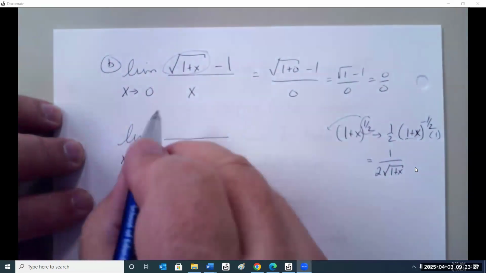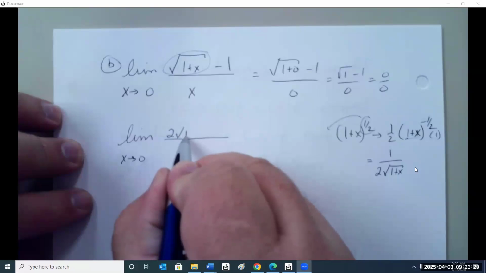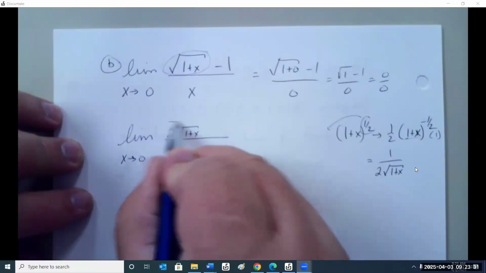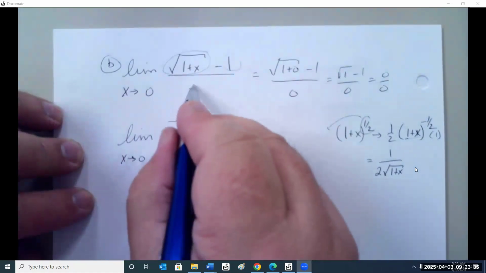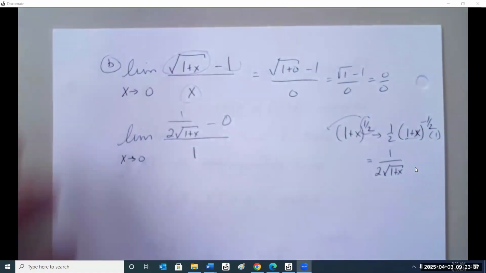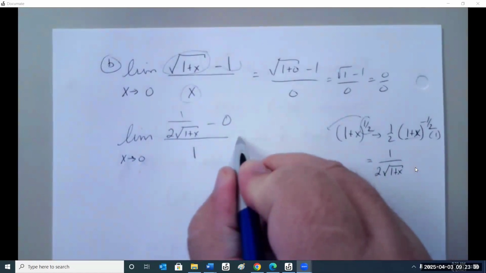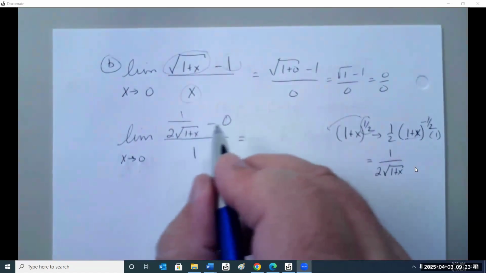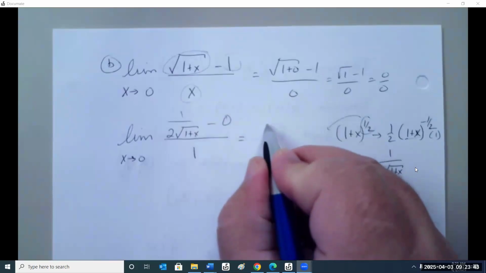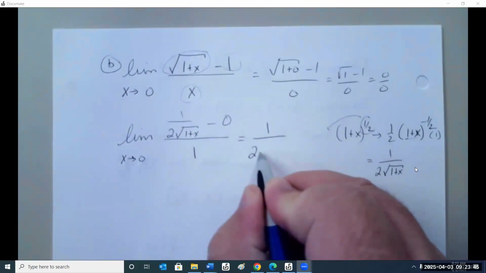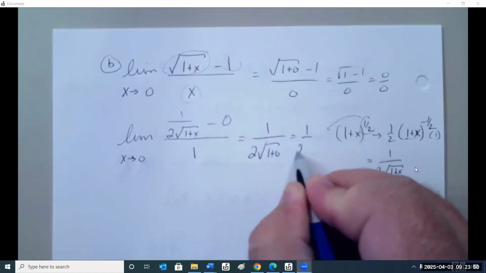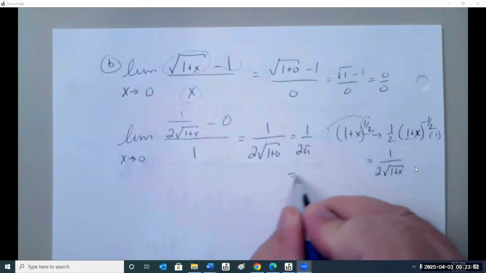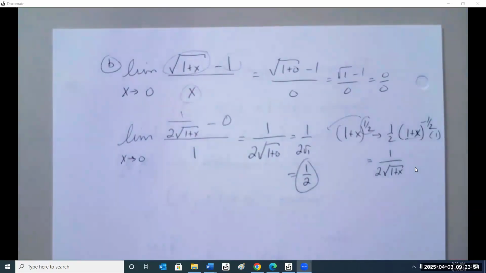So that's that first one. The derivative of 1 is 0. The derivative of x is 1. So we just plug it in here. So we have 1 over 2 square root of 1 plus 0. 1 over 2 square root of 1, which becomes 1/2.